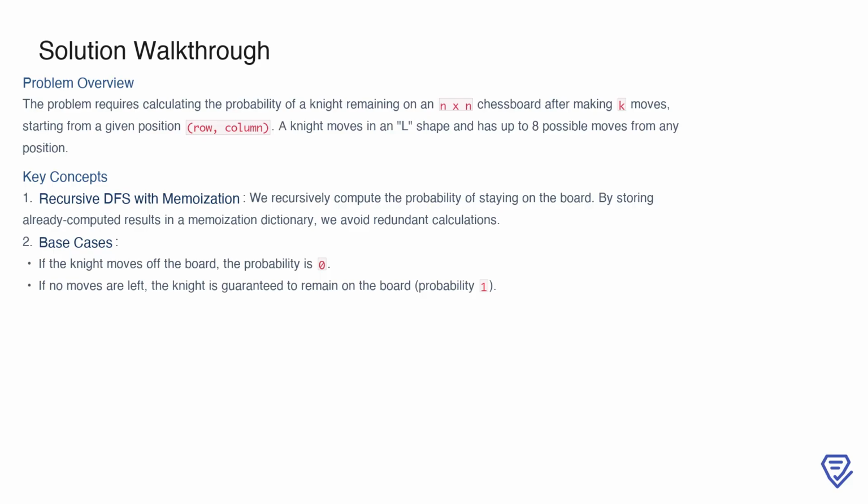To solve this, we use a recursive depth-first search, or DFS, combined with memoization. This means we systematically explore all potential paths the knight can take, and we store the results of previously computed states to avoid redundant calculations. The base cases for our recursion ensure that if the knight moves off the board, the probability is 0, and if no moves are left, the knight is guaranteed to remain where it is, giving a probability of 1 for that state. These concepts provide the foundation for our solution approach.